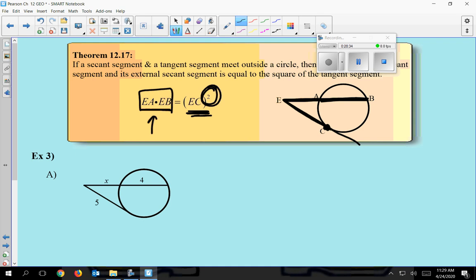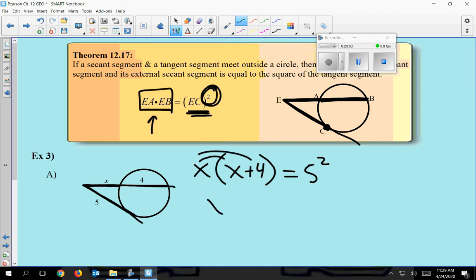Okay. So in example A, we're going to take the outside segment and multiply it to the whole thing. So I've got to add those pieces together. I'm then going to set it equal to, I'm assuming this line's tangent. Would have been nice if they told me that, but I'm going to assume that it is. So I'm going to take 5 and square it, so over here we're going to distribute that, and I get 25 over here.